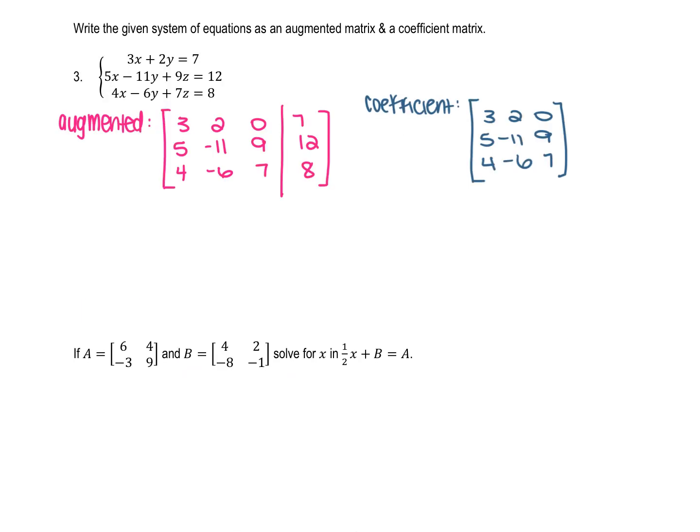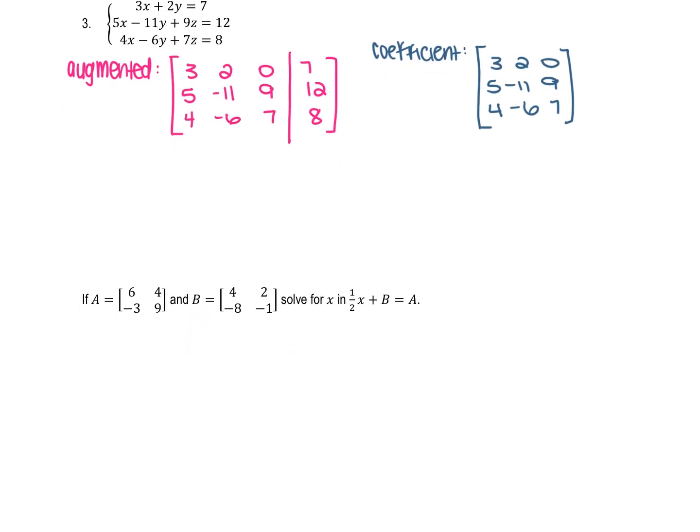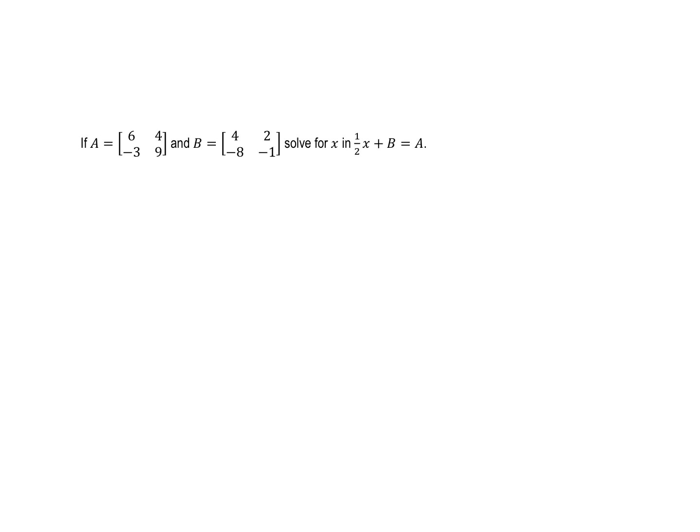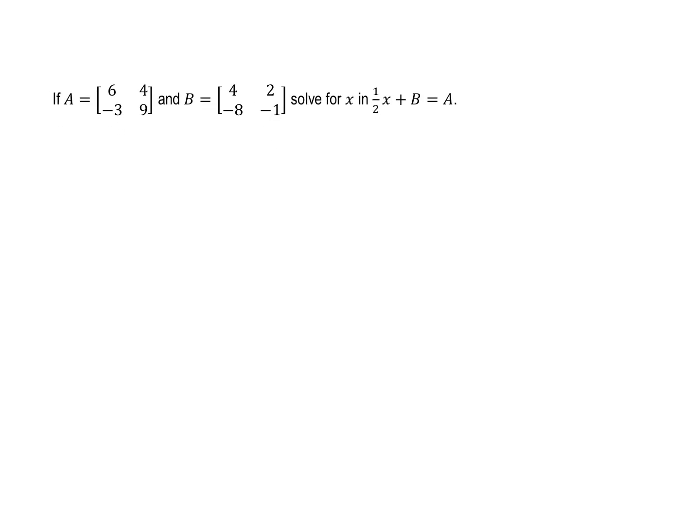For your next question, you're told that the matrix for A is row 1 is 6, 4, row 2 is negative 3, 9. For B, row 1 is 4, 2, and row 2 is negative 8, negative 1. You're solving for x in the equation 1/2 x plus b is equal to a.